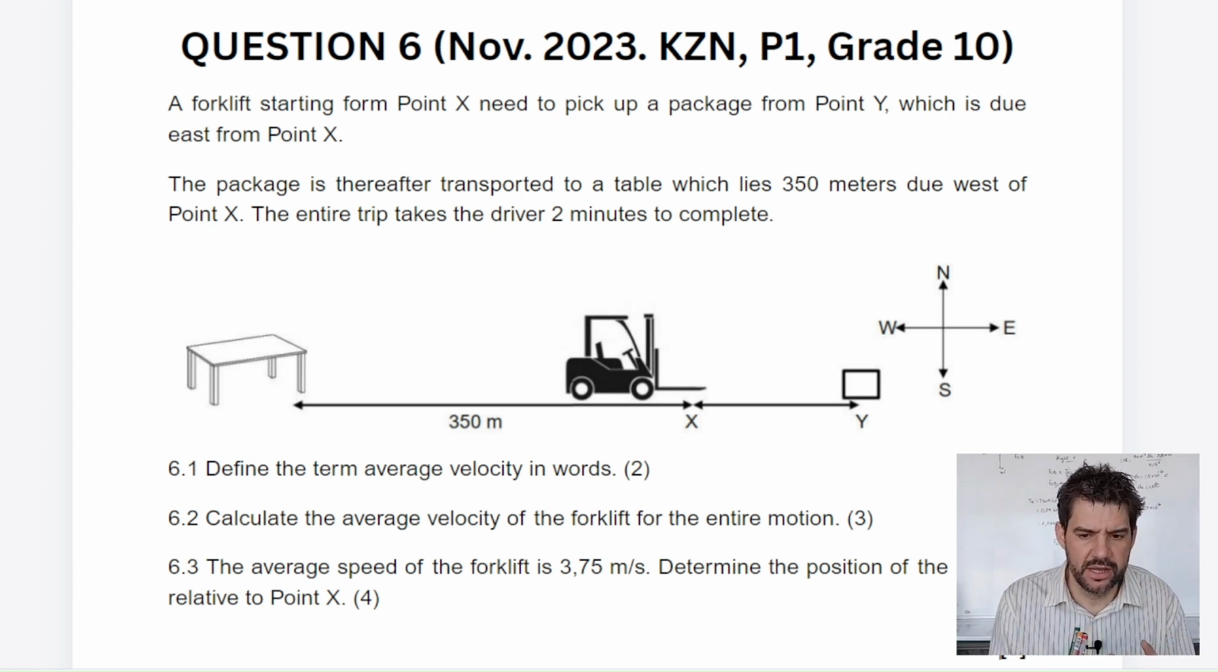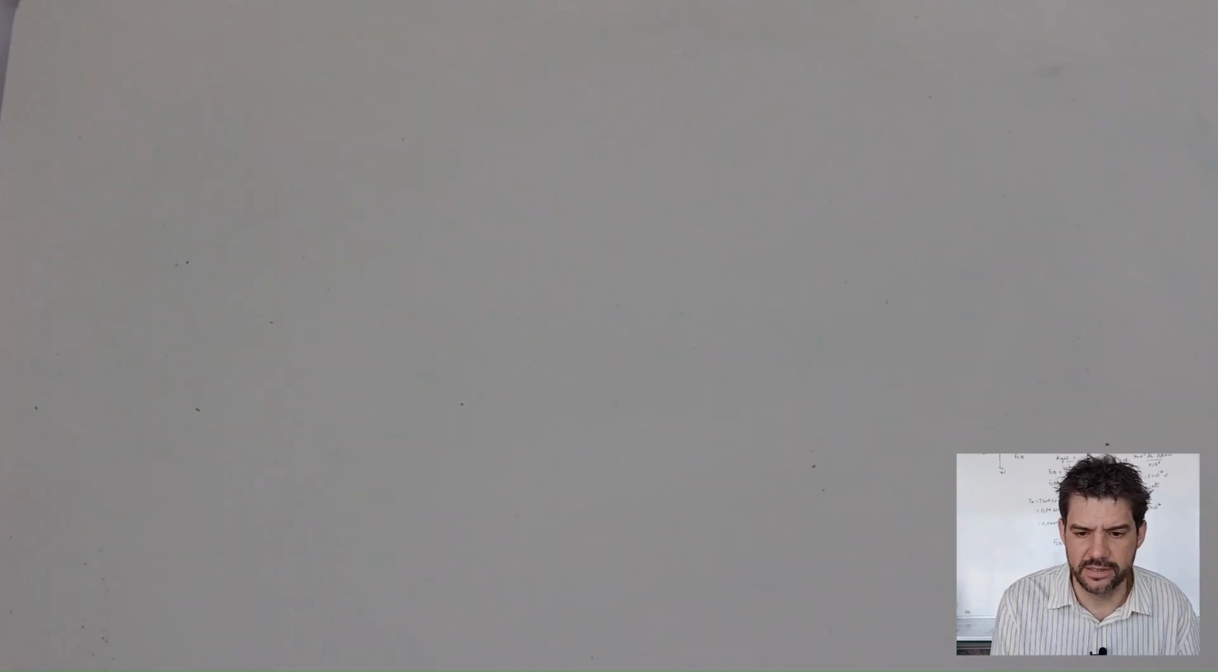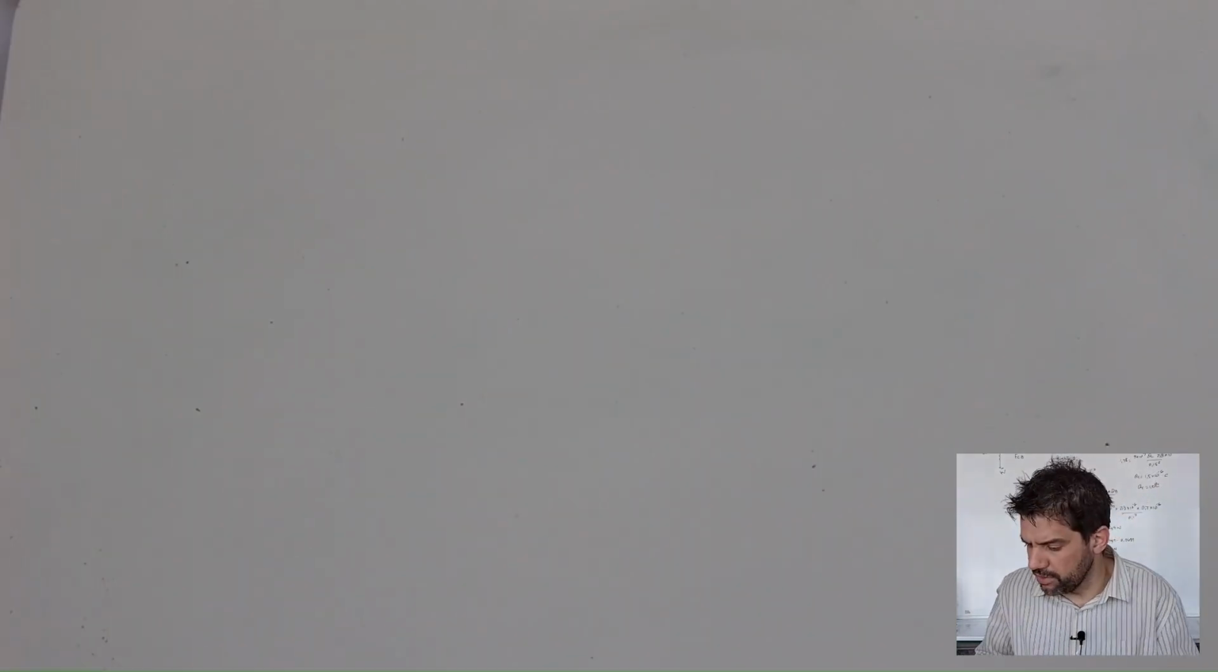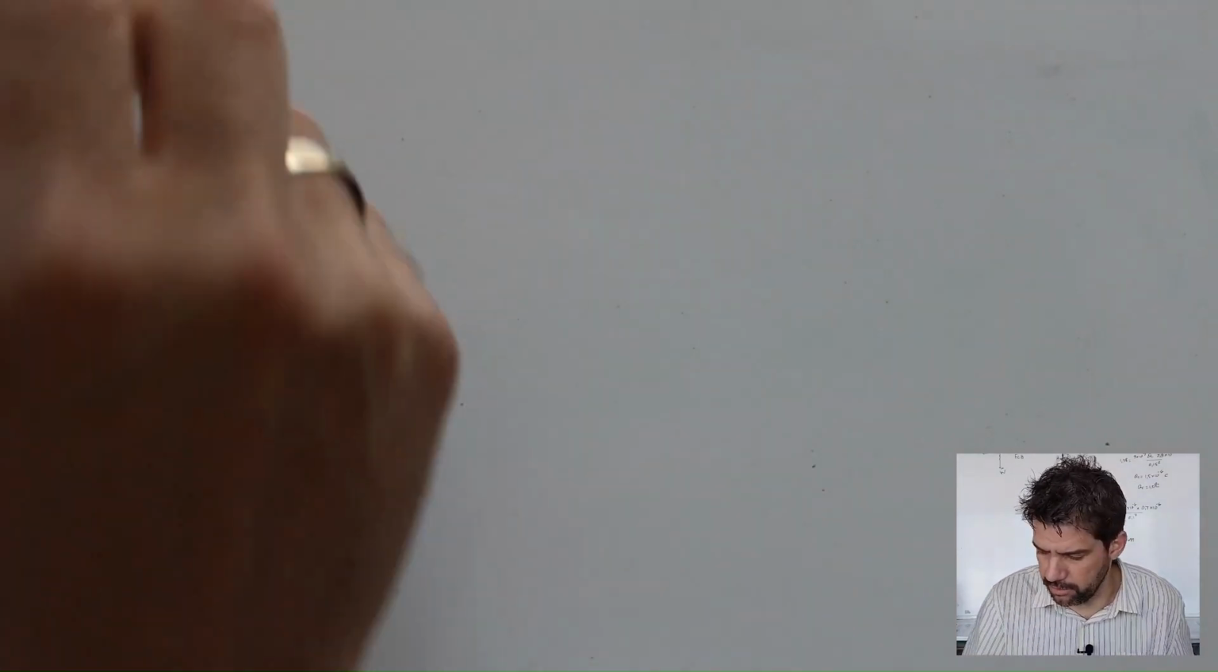You have the picture, and then you know now what is happening. That forklift is moving all the way to the east to pick up the package on Y. You can see the box there, and thereafter moves to the west to place the package on the table. Define the term average velocity in words, and let's speak about that just now. Let's start with the formula.